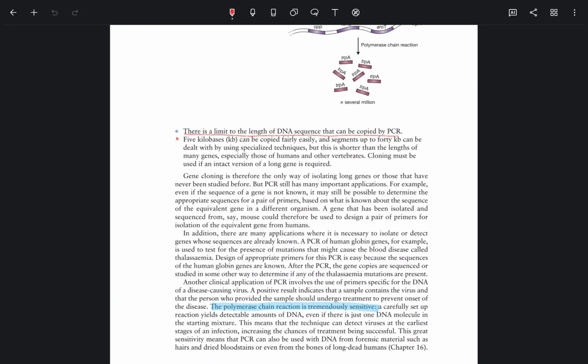There is a limit to the length of DNA sequence that can be copied by PCR. 5 kilobases can be copied fairly easily, and segments up to 40 kb can be dealt with by using specialized techniques. But this is shorter than the length of many genes.